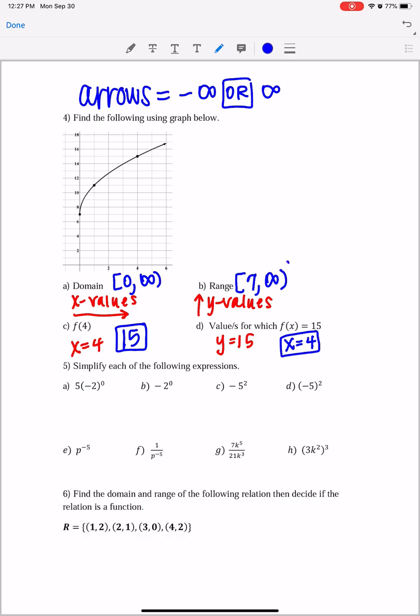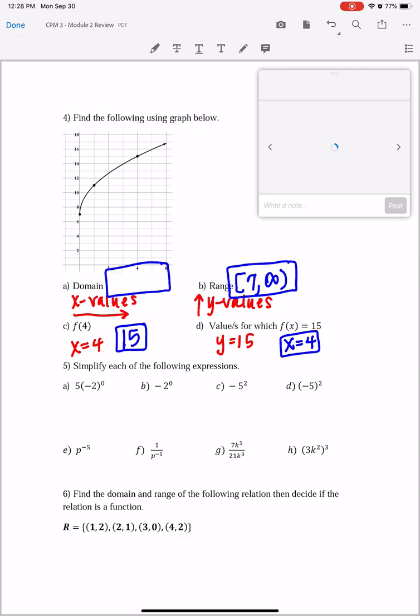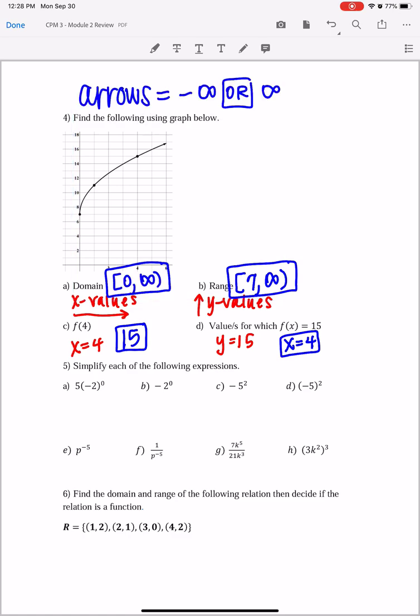Okay. So, my answers are here in blue. My notes are in red. No, that doesn't work, does it? Well, arrows are a no too, but still.